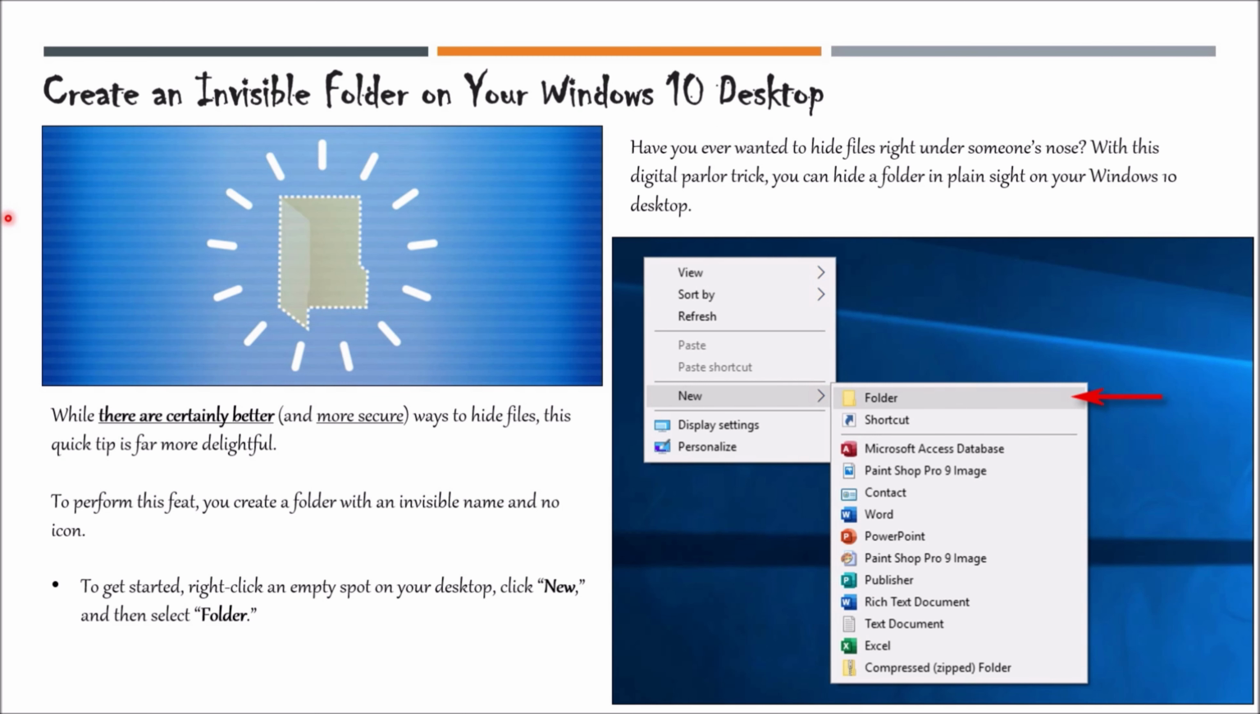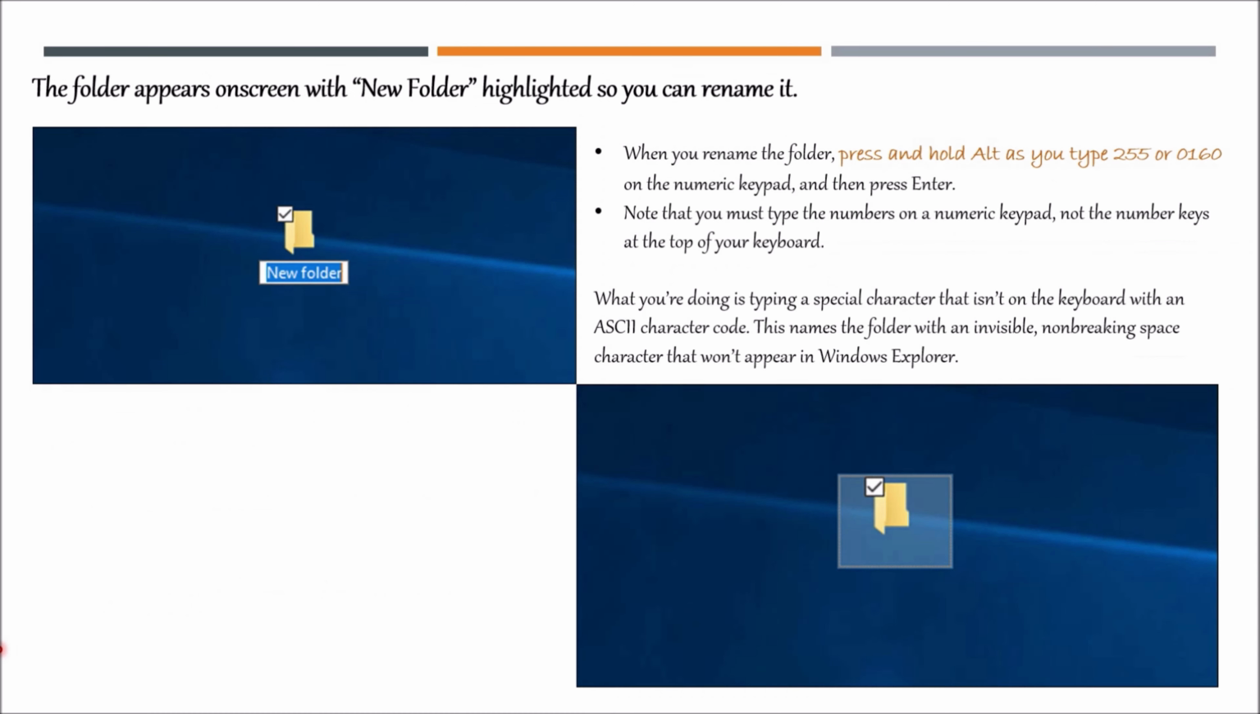To create an invisible folder on Windows 10, there is a small trick on that. So let's move into that. To get it started, you simply have to create a folder, which as we have seen above will appear on your screen with the name New Folder. When you are renaming the folder, you have to hold the Alt key and type 255 or 0160 on your numeric keypad and then press enter.